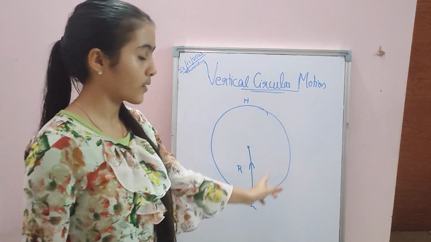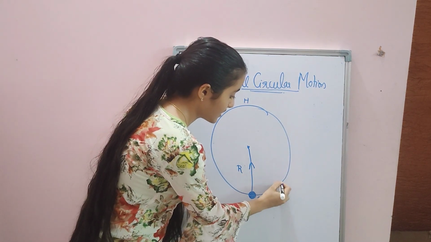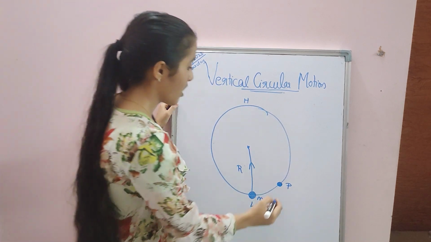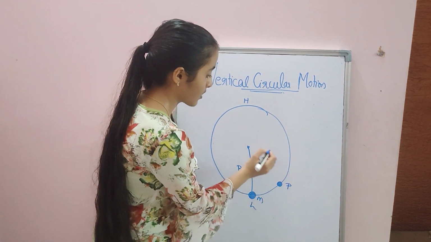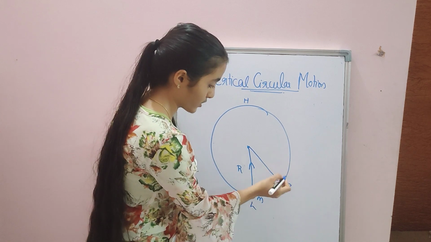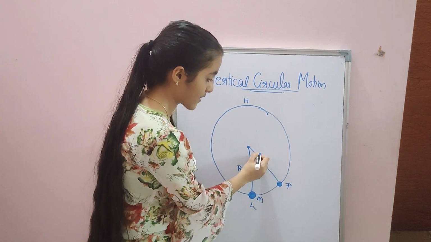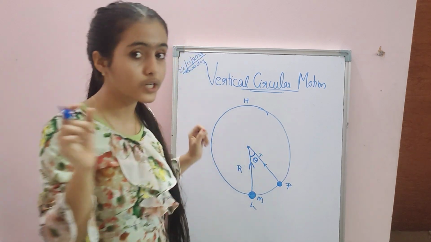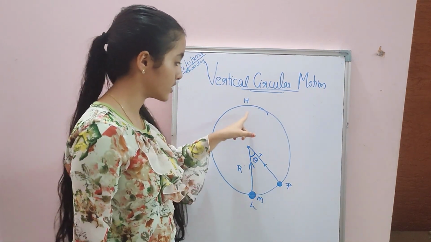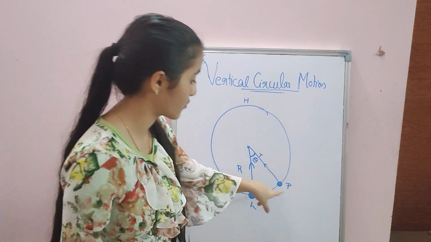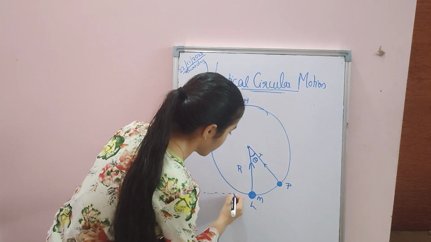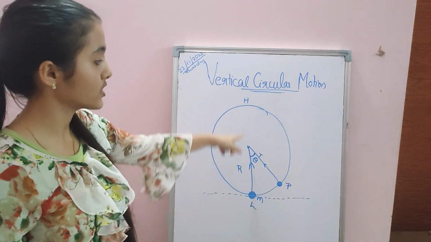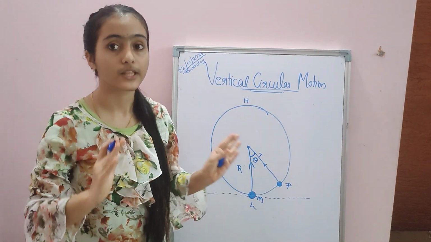Now let us take an arbitrary point P. Let's say that the mass is at any point P. At the point P, the mass is connected with the string. It is having a tension T and it is at an angle theta with the vertical. So this is a vertical and this is a horizontal. So we can mark the horizontal. This is the vertical direction and now this angle theta is with the vertical.